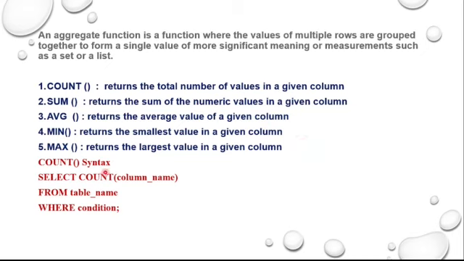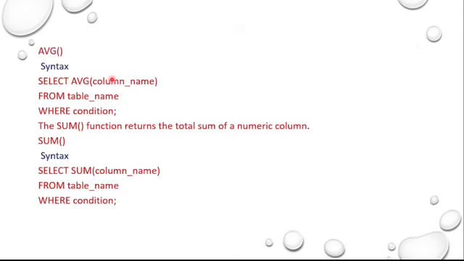For count, the syntax is simple: SELECT COUNT(column name) FROM table name WHERE condition. Next, average. The syntax is SELECT AVG(column name) FROM table name WHERE condition. And the sum function always returns the total sum of the column. The syntax is SELECT SUM(column name) FROM table name WHERE condition.